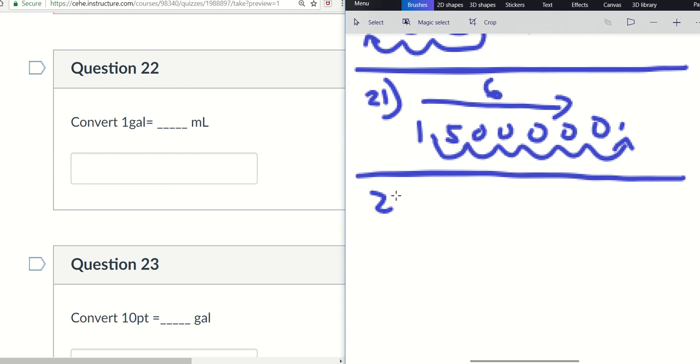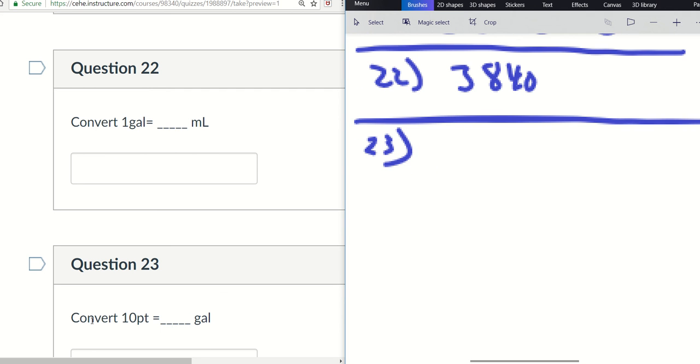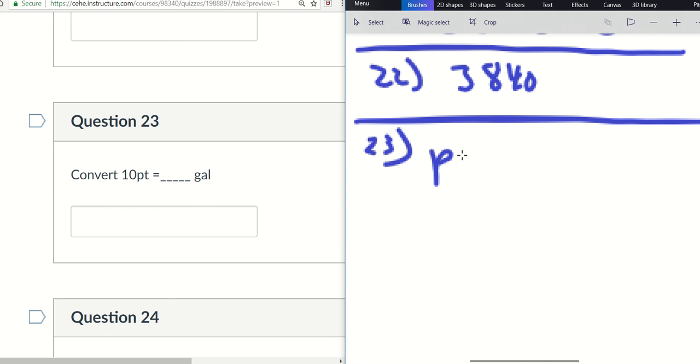22. What is the conversion factor? 1 gallon is 3840. So let's go ahead and use it for the next problem. 23. 10 pints. Do we have a direct conversion factor, pints to gallons? We're going to have to go to mLs, right? So we have to do two steps. Pints to mLs, which is the common unit between gallons and pints.